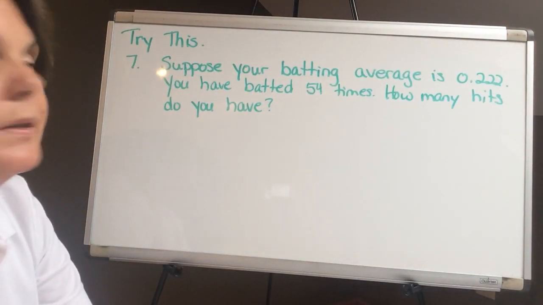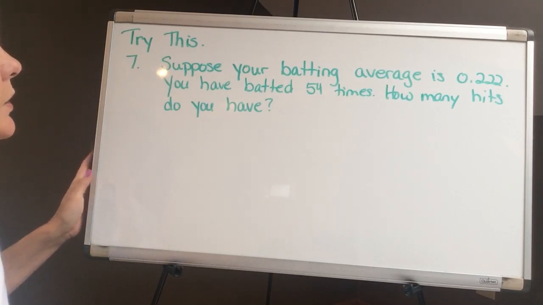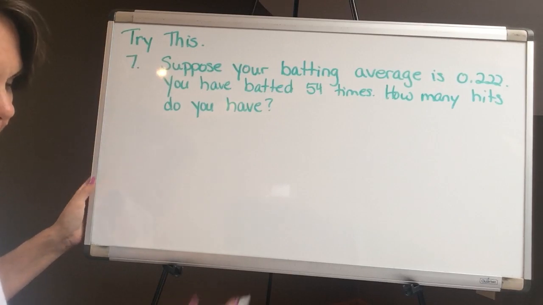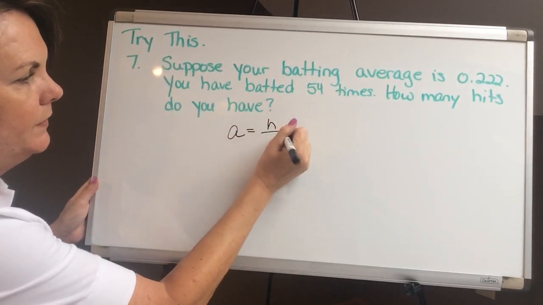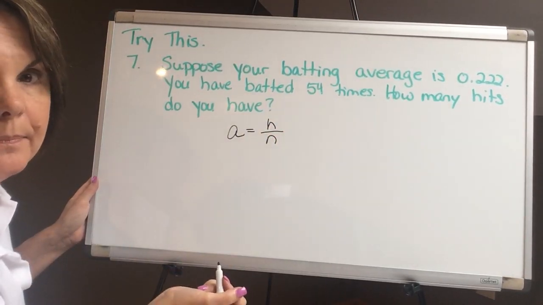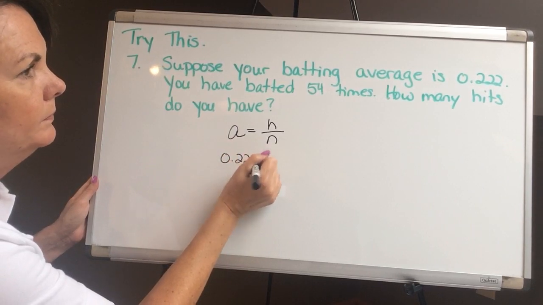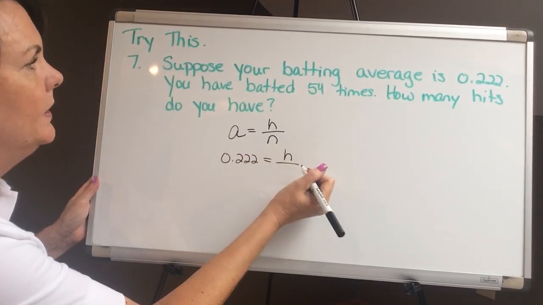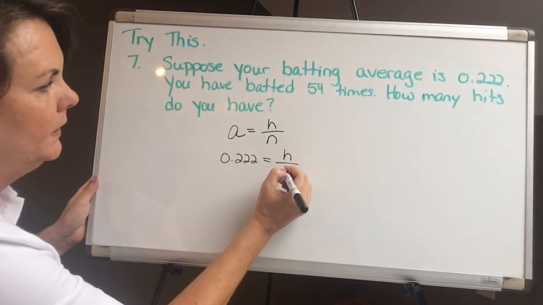Look at number 7. Let's try this. Suppose your batting average is 0.222, or 222 thousandths. You have batted 54 times. How many hits do you have? And again, it's the average equals the hits divided by the number of times at bat. Substitute in what you know. You know the average. The hits is what you're looking for, and the number of times that he batted was 54.